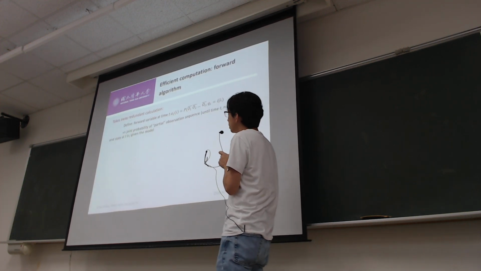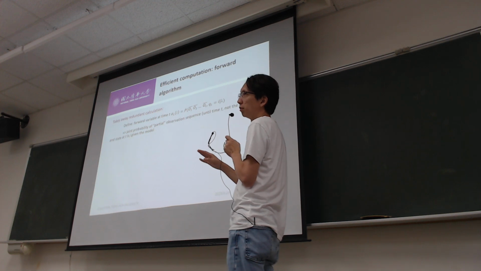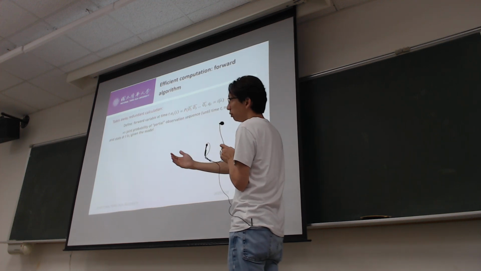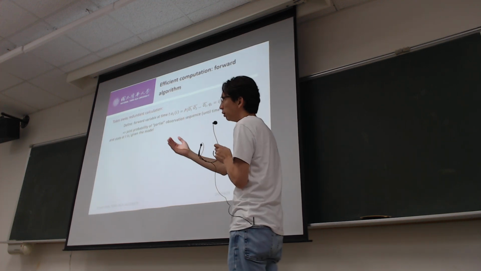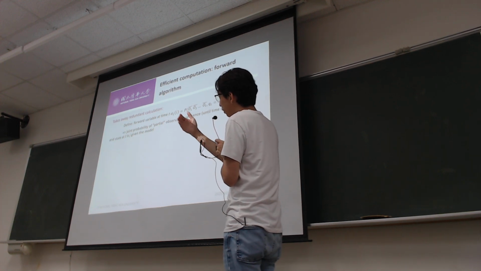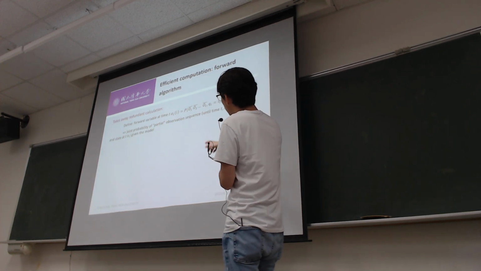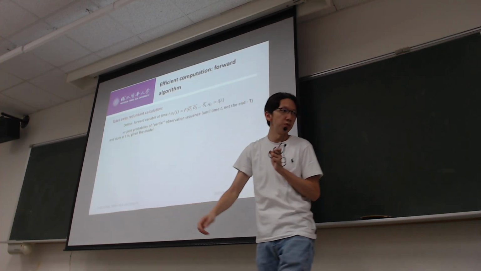So in plain words, alpha_t(i) is the joint probability of the partial observation up to the point t, not the capital T, the point t, and where your state at time t is actually i, given this model.